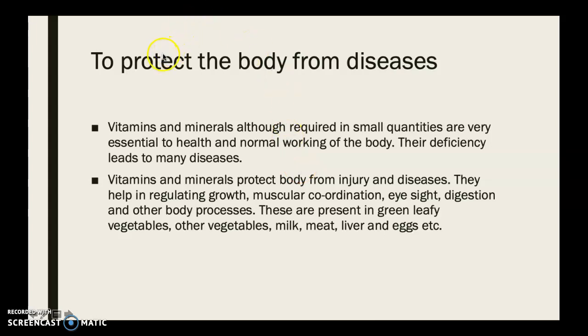Then next function is protection of the body from diseases. Here vitamins and minerals play a very important role. Although these are required in very small quantities, they are very important for health and normal working of the body, and their deficiency leads to various diseases. Vitamins and minerals protect the body from injury and diseases. They help in regulating growth, muscular coordination, eyesight, digestion and other body processes. Now these are present in green leafy vegetables, other vegetables, milk, meat, liver and eggs, etc., which we will also be dealing with in the later chapters.